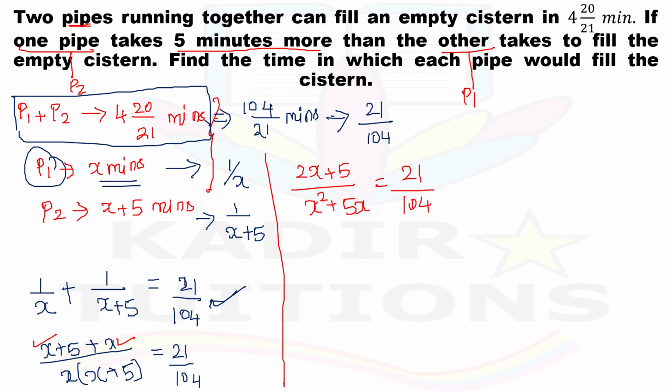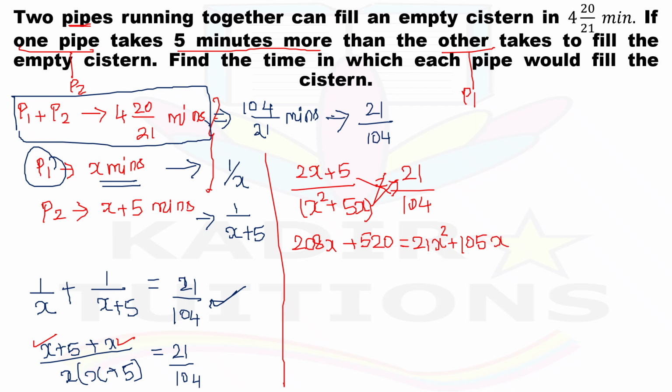Yes. So now we can do the cross multiplication. So if we do the cross multiplication, 2 into 104 is going to be 208x, plus 5 into 104, it's going to be 520, equal to 21x square plus 21 into 5x. So this we are going to move to the RHS, right? So every term is going to get multiplied by 21. So 21 into 5 is going to be 105x.